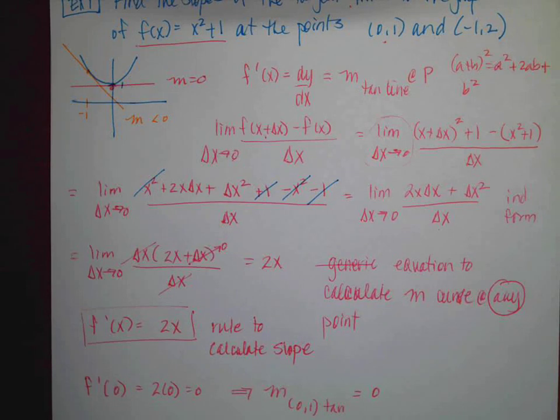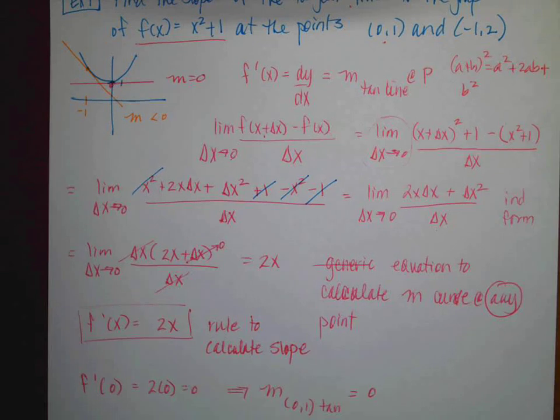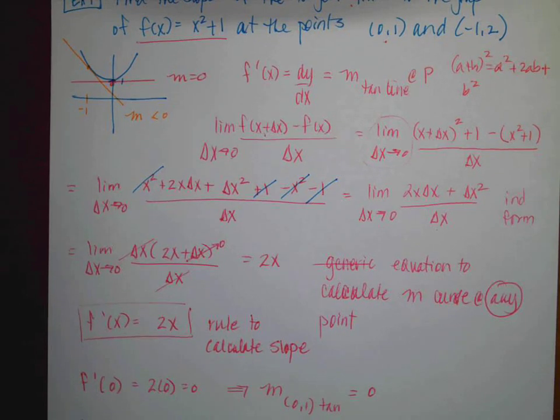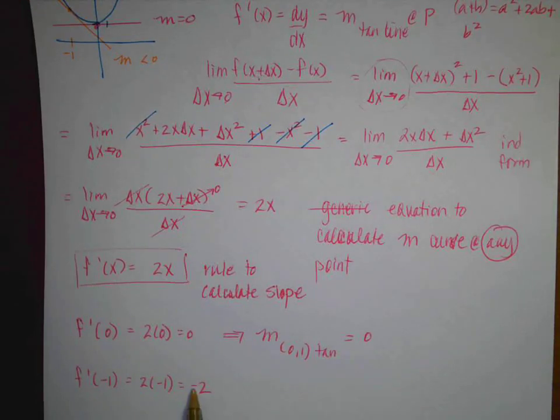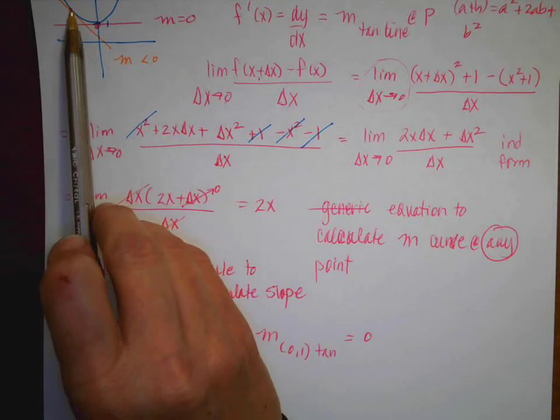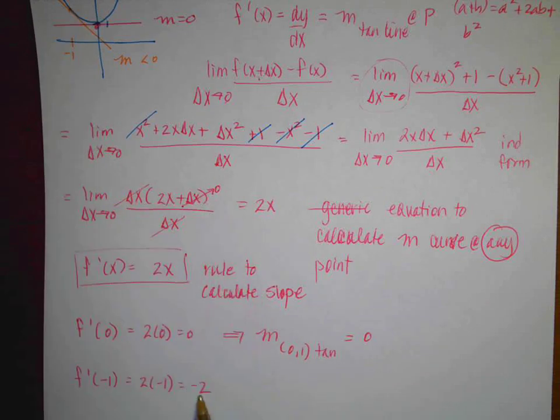So now I'm going to do the derivative evaluated at -1, so I get 2 times -1, which is -2. Remember also that I told you that the slope of this point over here was going to be negative, and indeed we found that the slope of the curve at that point is negative.